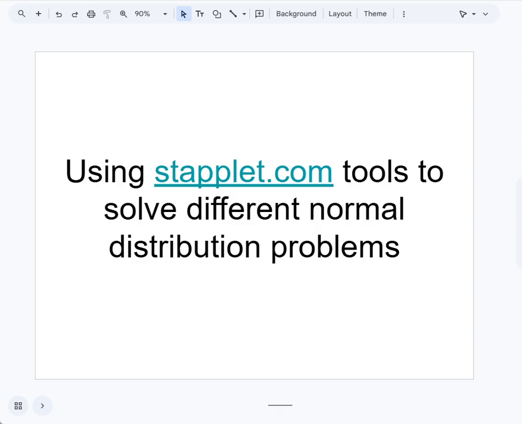So I took a look at those tools, and lo and behold, there's a lovely tool there that does the same thing. So I thought I'd put together a video on how to use the Stapplet normal distribution tool to solve problems. So to do that, we're going to need a problem.